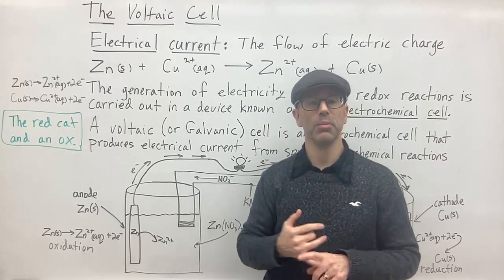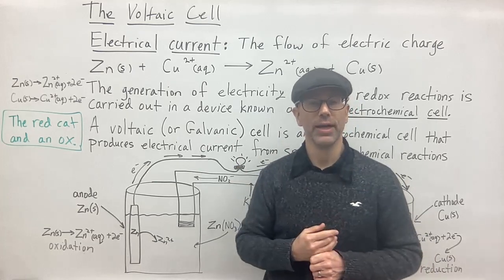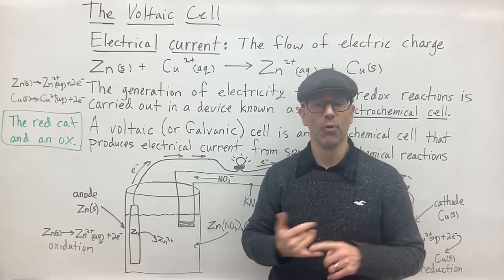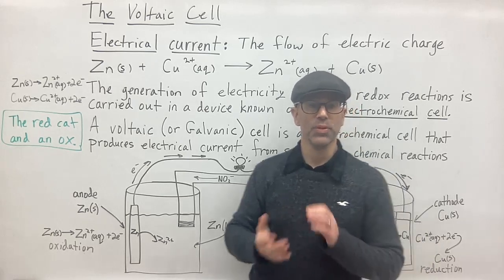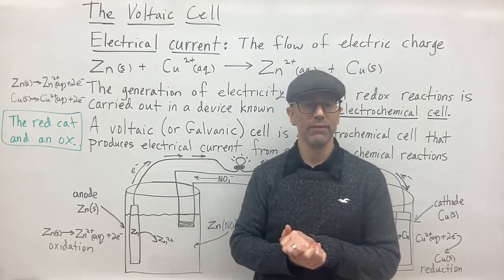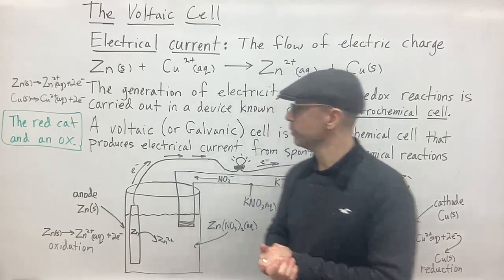If we can make the electrons go through a wire, and that wire can be hooked up to something like a light bulb or a motor, we can cause a current to form, and that current will then allow the light bulb to light or the motor to run. And this is what we call a voltaic cell or galvanic cell. So let's get into this a little bit more.